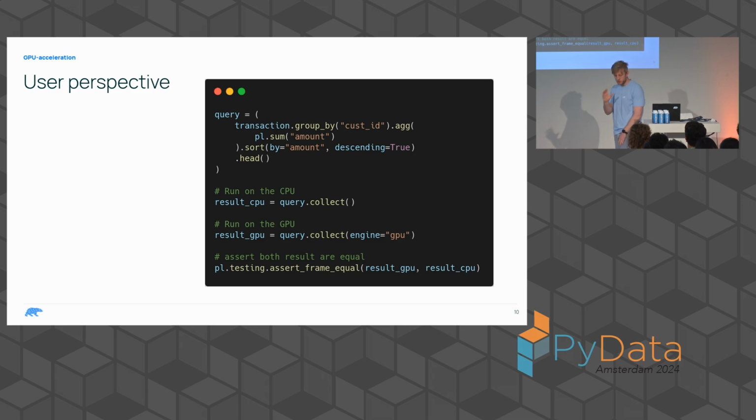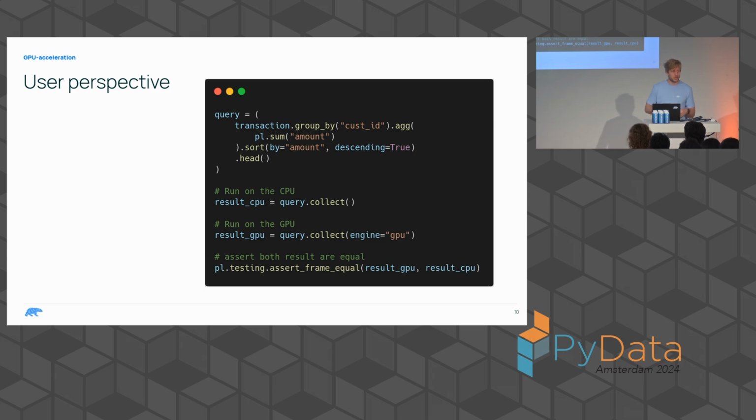So from a user perspective, nothing changes. Well, almost nothing changes. You use Polars just as is, but if you want to collect a result, materialize a result, you can now pass an engine keyword, and you can pass the GPU keyword, and then the result will run on the GPU, and yeah, that's it. If it isn't able to run on the GPU, it will just run on the CPU, and finish the query.